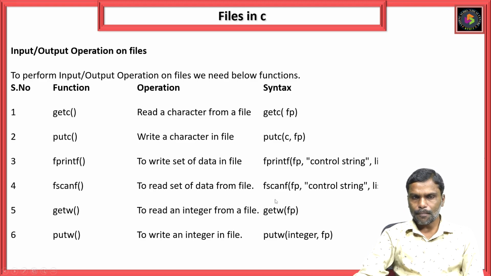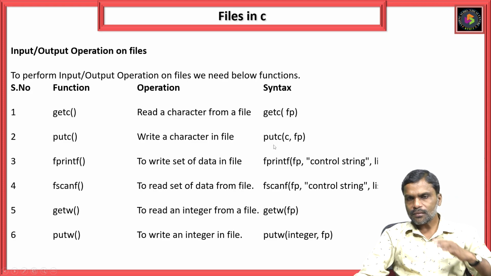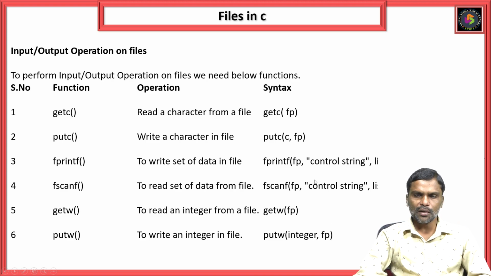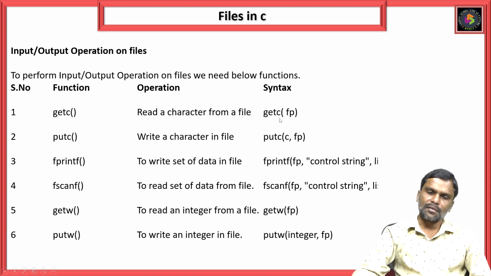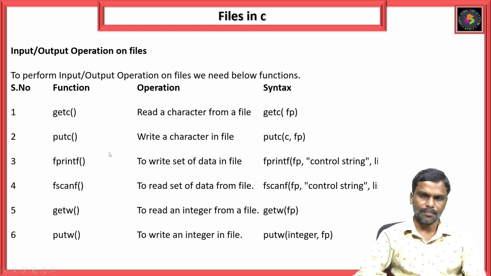In fprintf we take file pointer, control string, and list, but in putc simply c comma file pointer, and in putw integer comma file pointer. In the input functions we use simply the file pointer, which is different from the scanf function. So this is regarding the input output operations that can be performed on files with the help of the 6 functions we have seen just now.